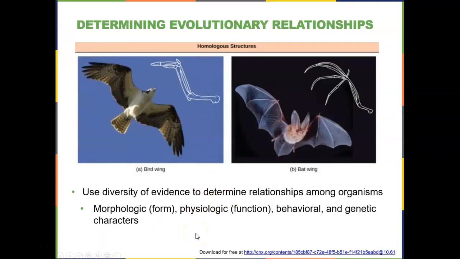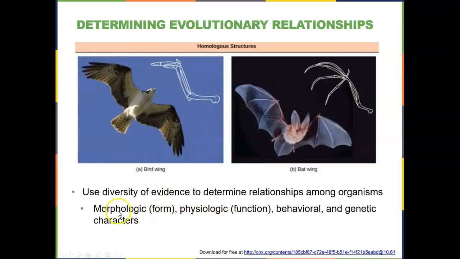So we have this naming scheme. How do we know how to put certain individuals into certain groups? Well, we need to look for evidence. Evidence to determine evolutionary relationships, that organisms actually belong in the same group. So we use lots of different pieces of evidence to support this.